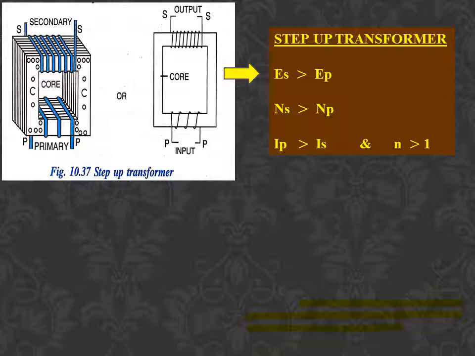And what about the current? The current in the primary coil is more than in the secondary coil. So did you notice? Greater the EMF in the secondary coil, less is the current in the secondary coil. This is to maintain the power constant. So the current in primary coil is more than in the secondary coil, Ip is greater than Is. So this is the reason the wire in the primary coil is kept thicker than in the secondary coil.